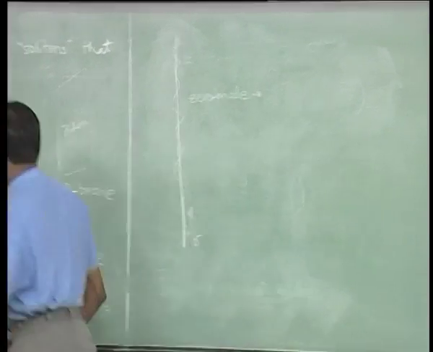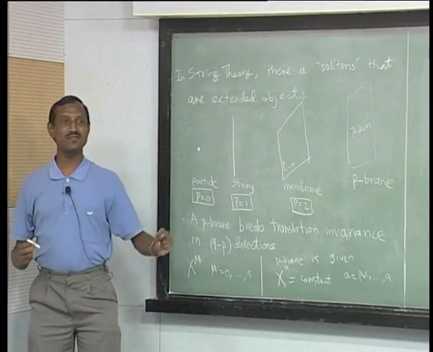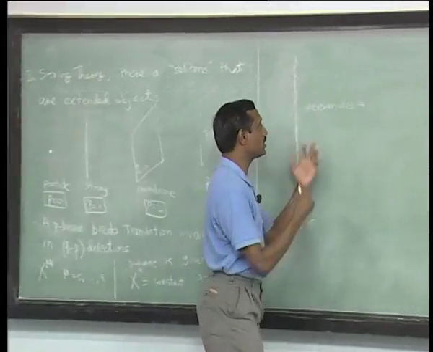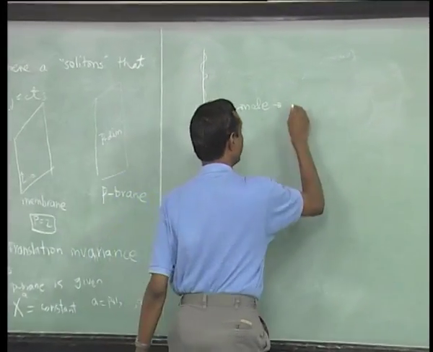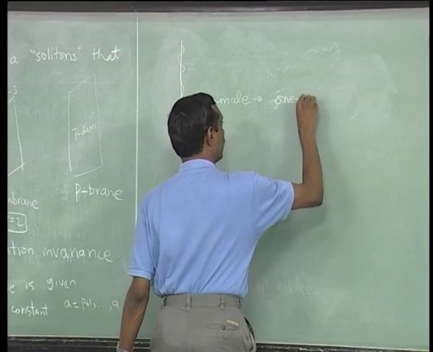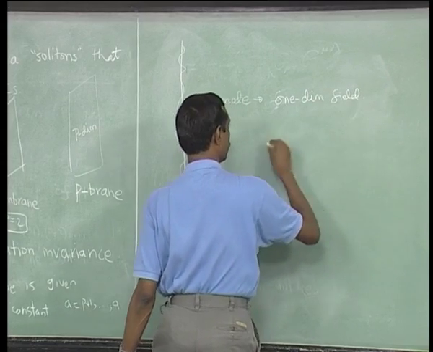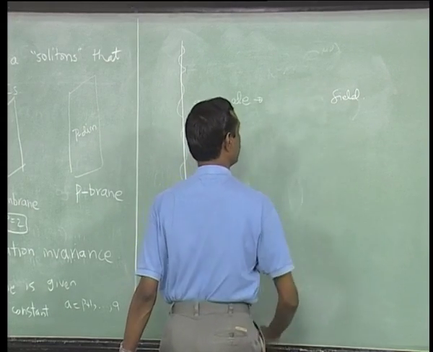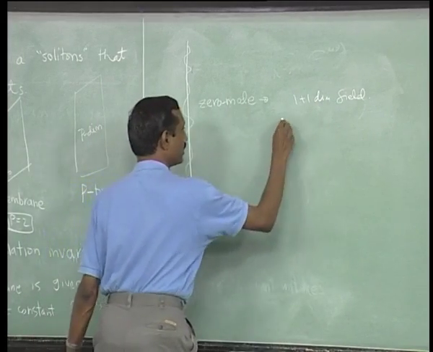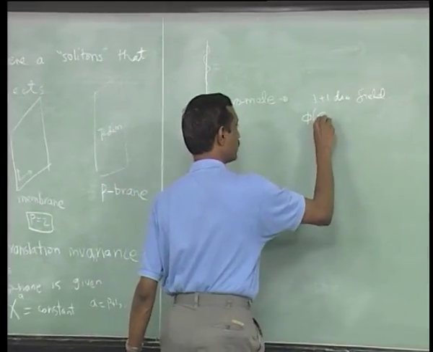If it were a particle, it would still be a function of time, right? I can think of some time dependent kind of solution, and in that same sense the zero mode here can be elevated to a field. It is a one dimensional field, rather 1 plus 1 dimensional field. So let us call this thing phi, and it will be a function of sigma and of course time.